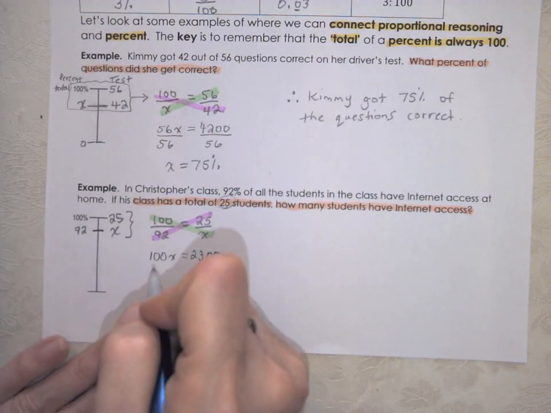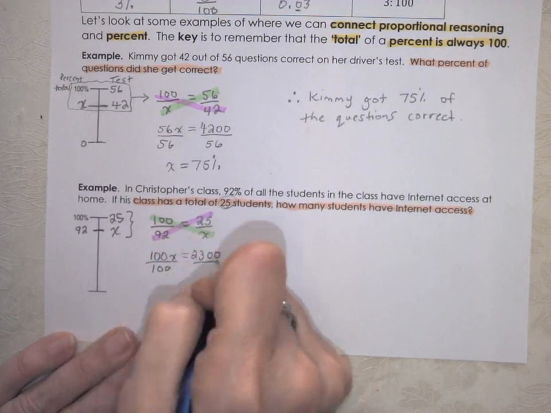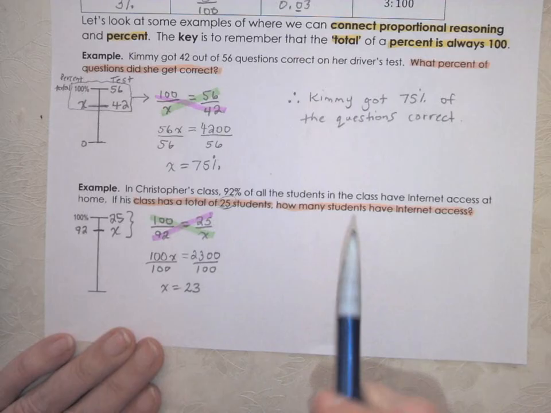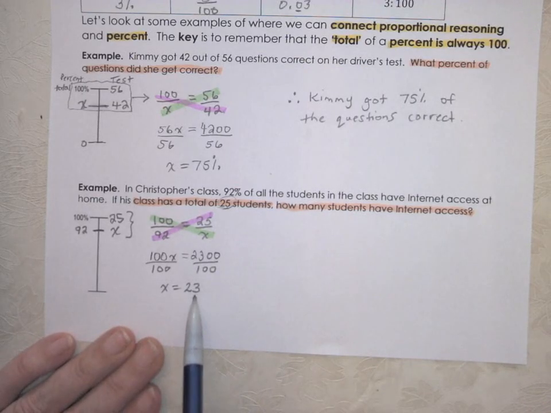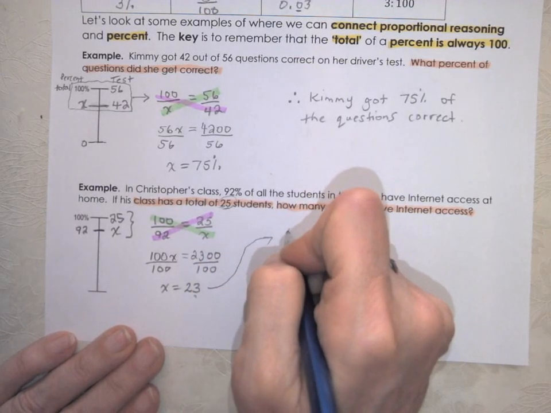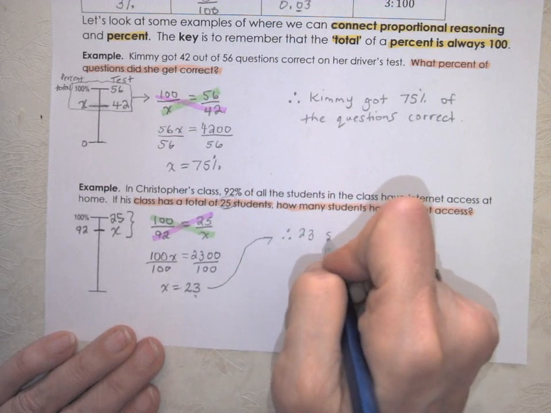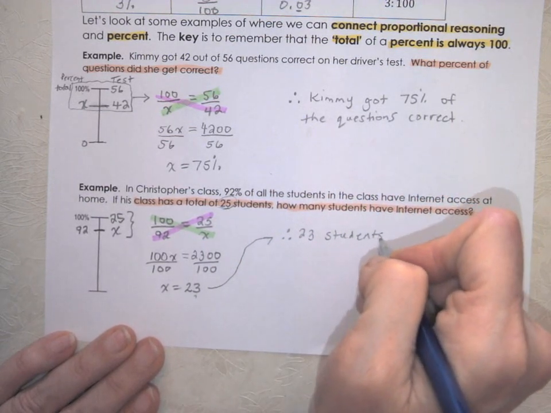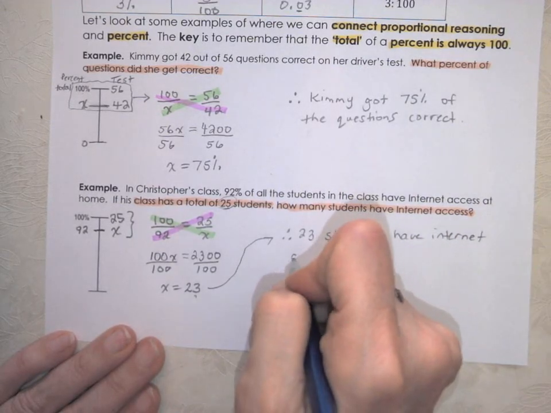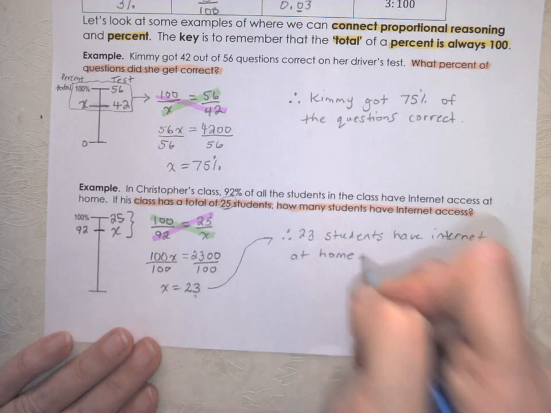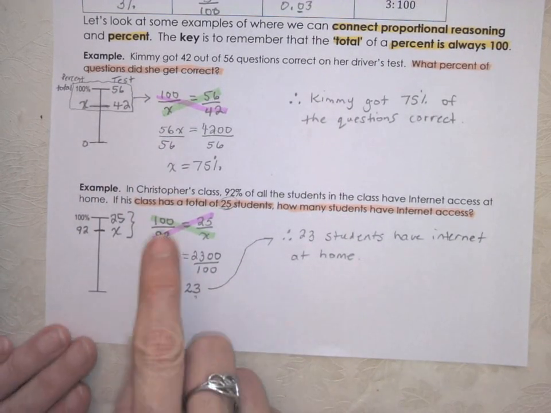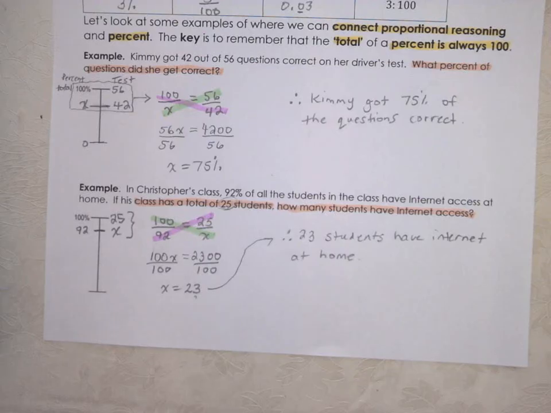Now I have this simple one-step equation to solve, so divide both sides by 100. And that gives us 23. And then just make sure we answer the question, how many students have internet access? So that's 23 students. Only 2 do not have it. So there we go to our therefore statement. Therefore, 23 students have internet at home. Okay, so we use the graphic to set up our proportion, then we solve our proportion, make sure we answer our question correctly.